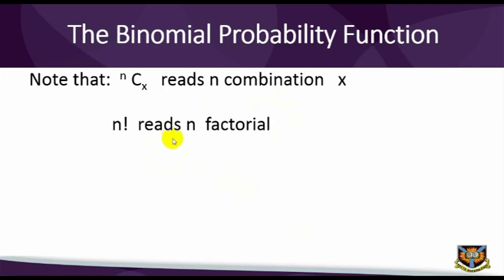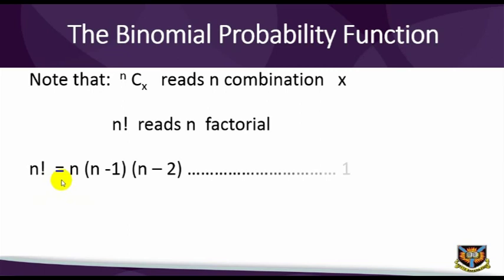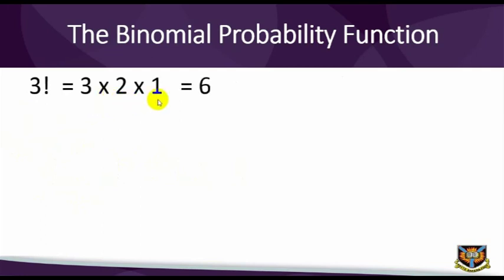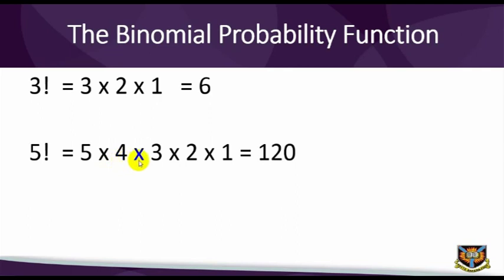N factorial reads n factorial. N factorial is equal to n into (n minus 1) into (n minus 2) and so on, down to 1. 3 factorial is equal to 3 times 2 times 1, which is 6. 5 factorial is equal to 5 times 4 times 3 times 2 times 1, which is 120. 0 factorial is equal to 1.